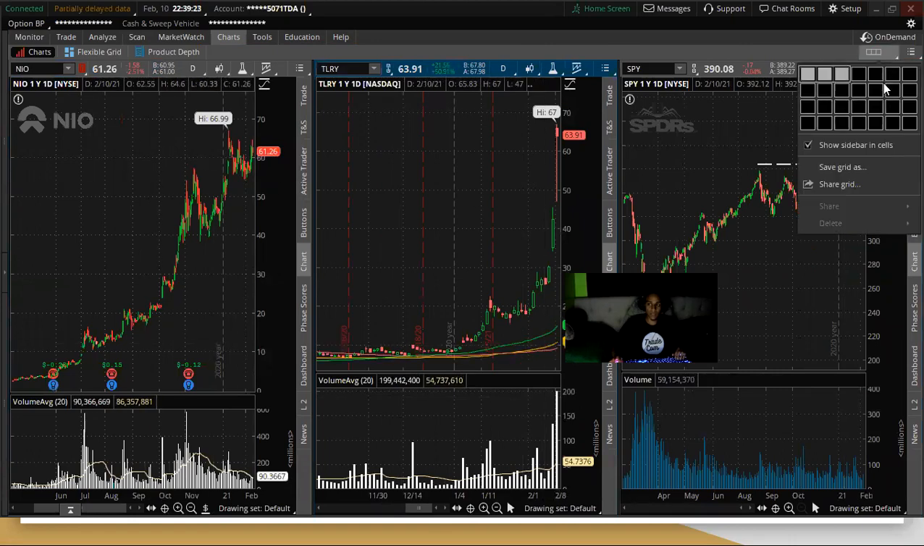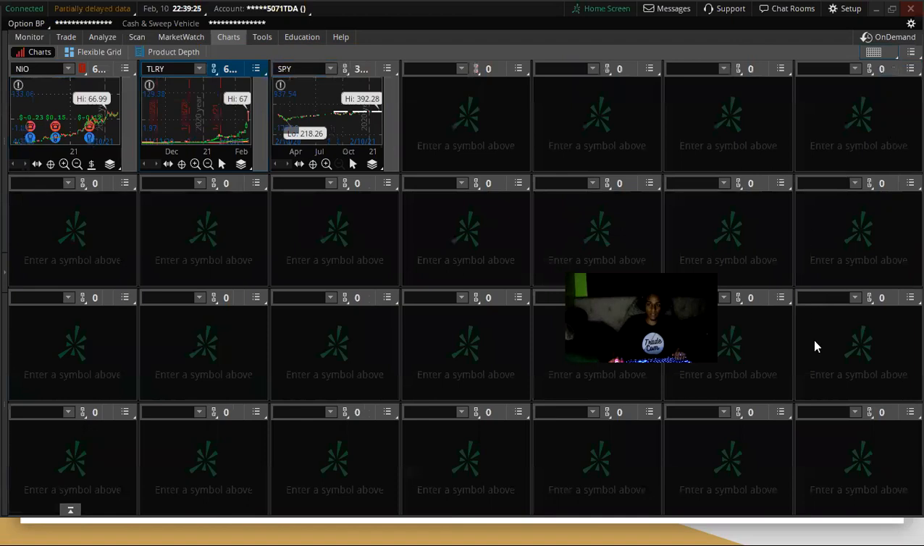Now you can do whatever you want. You can add as many charts as you want, but obviously the more charts you add, the smaller the other charts get, and you won't be able to see them as clearly.